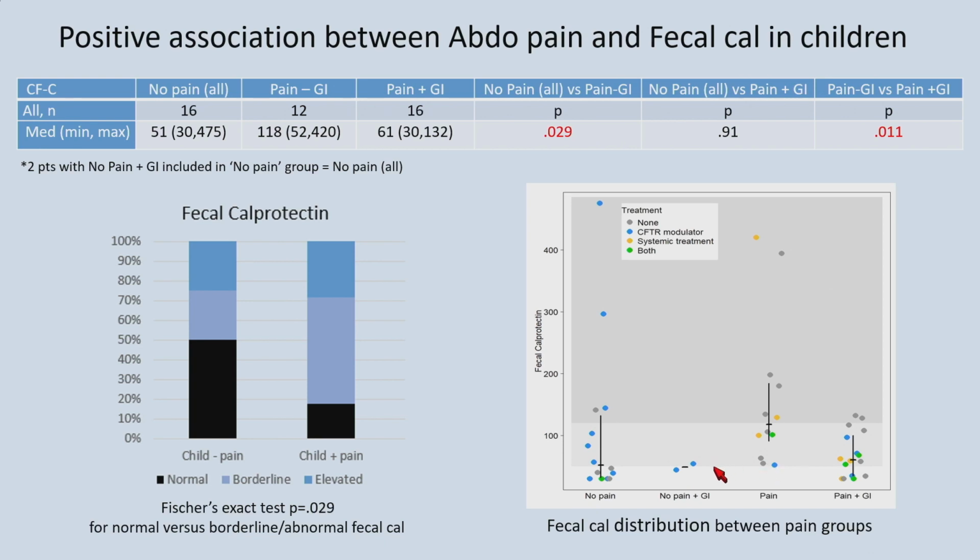Again, the graph shows higher fecal cal levels in the pain group compared to the no pain group. It also shows that most children in the no pain group are on CFTR modulator treatment. What is interesting to see here is some of these children have higher fecal cal levels, which is a sign of intestinal inflammation.